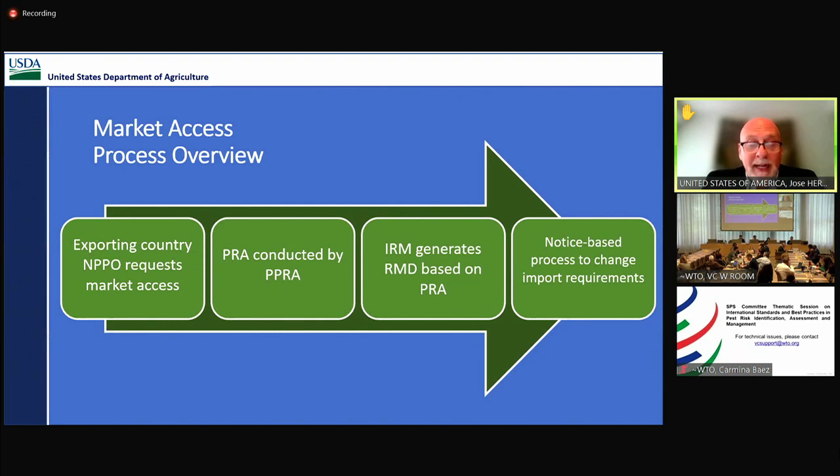The risk management document integrates technical, policy, and operational risk management principles. Technical principles evaluate the efficacy of the measure. Policy principles align proposed mitigations with international standards, APHIS regulations, and precedents. An operational perspective evaluates if the measures can be implemented into standard processes that are auditable and replicable. Next slide, please.